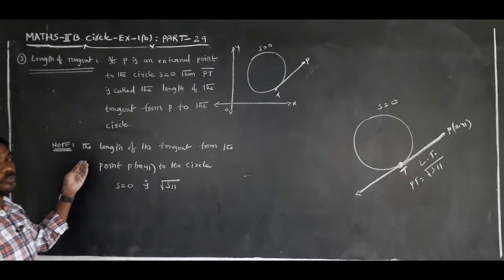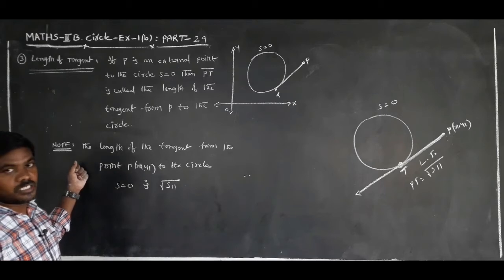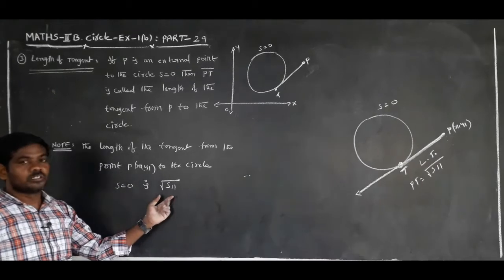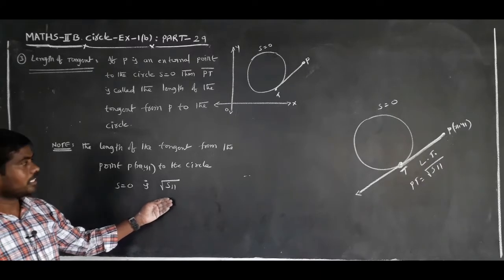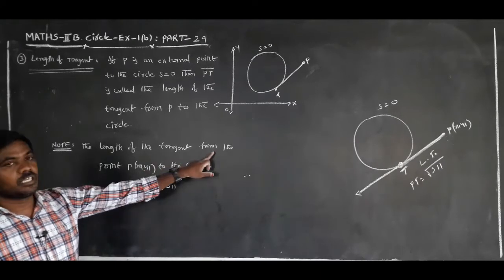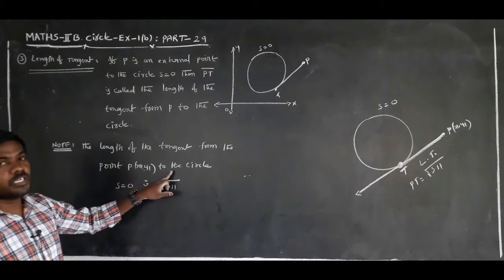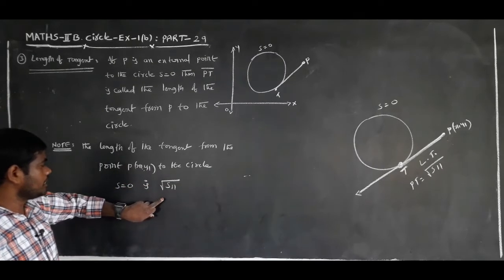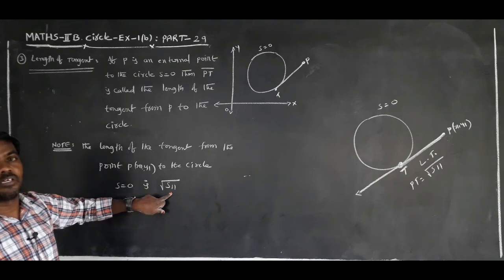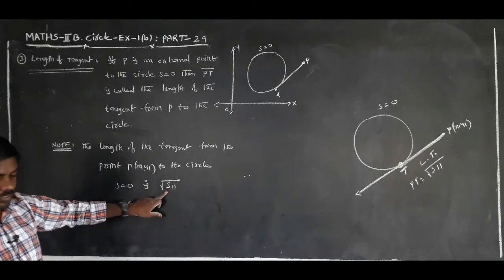Suppose we need to find the length of the tangent, we can use this formula, root S11. The length of the tangent from the point P(x1, y1) to the circle S equal to 0 is root S11.